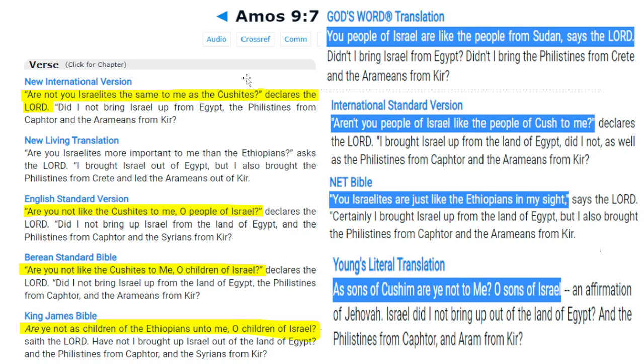Let's go to other versions of Amos 9 and 7. NIV, "Are not you Israelites the same to me as the Cushites, declares the Lord?" English Standard Version, "Are ye not like the Cushites to me, O people of Israel?" You know, so on and so forth. So that is a straight up comparison to the Israelites, right?